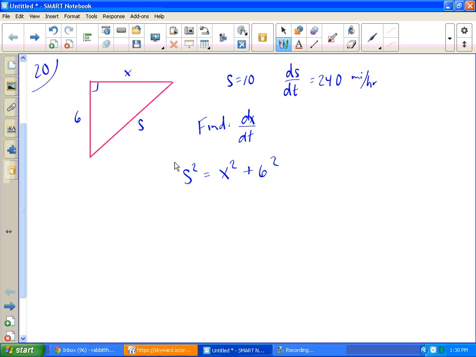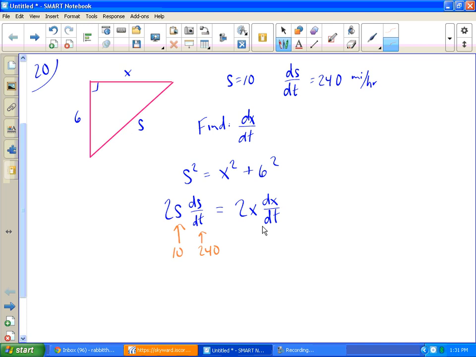So the derivative of s squared is 2s ds/dt. And then x squared is? 2x dx/dt. There we go. And the derivative of 6 squared is? 0. So I don't even need to write that part. Now if I try to plug things in here, I've got s is 10, so I'm going to be putting 10 in this spot. I've got ds/dt is 240, so 240 goes in here.